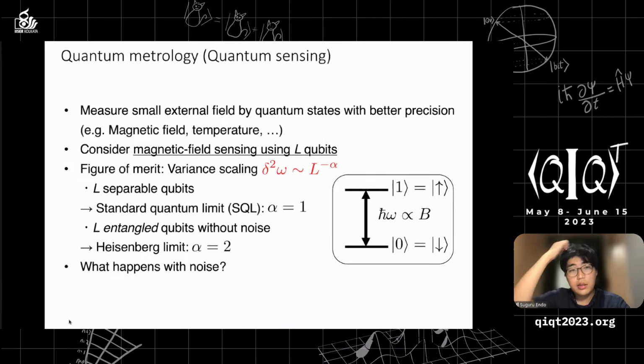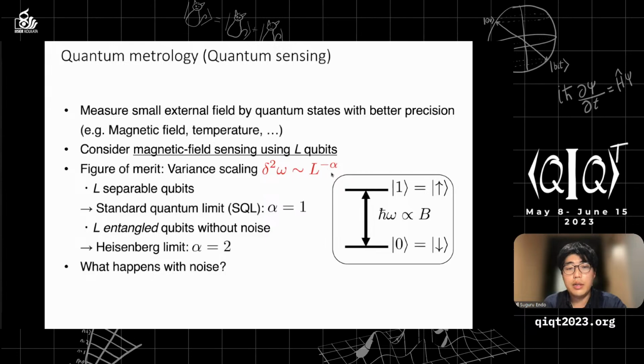The important point of quantum metrology is that when we increase the number of qubits in the probe state, we can decrease the variance of the estimator. When we use L separable qubits, the scaling factor becomes one. When we use L entangled qubits, like a GHZ state, without noise, this factor becomes two. L is the number of qubits.